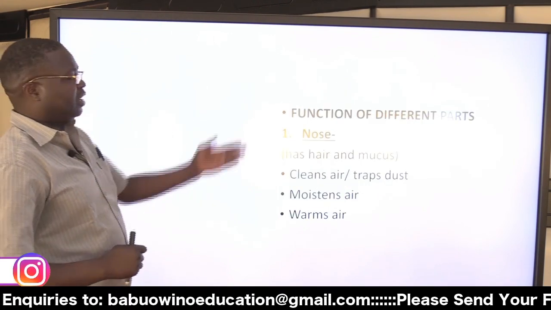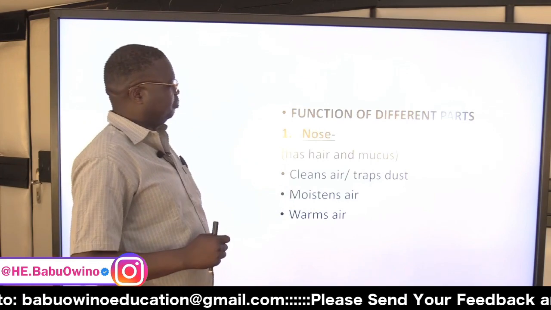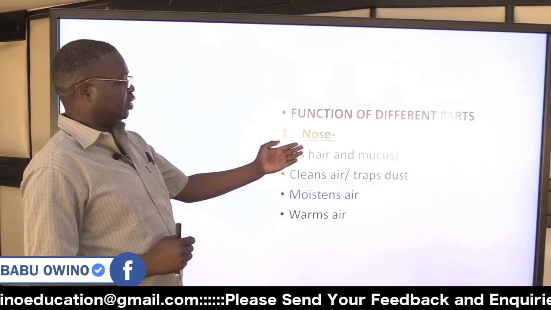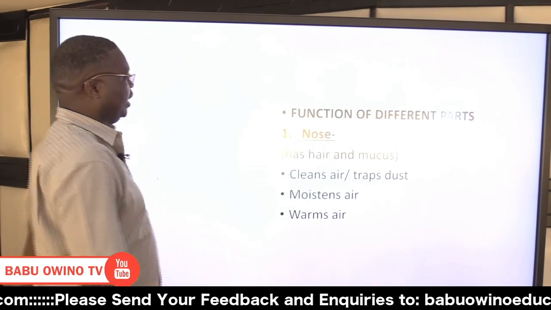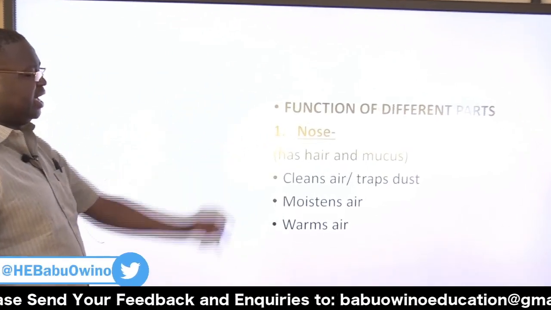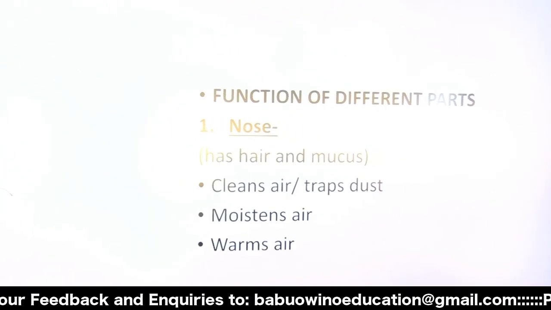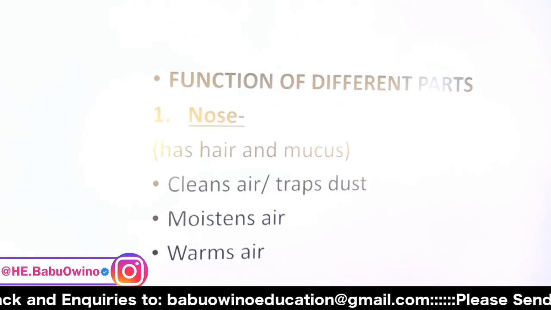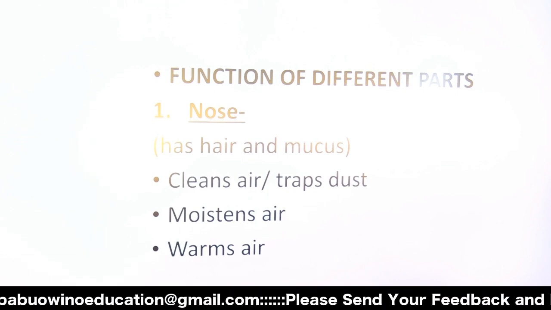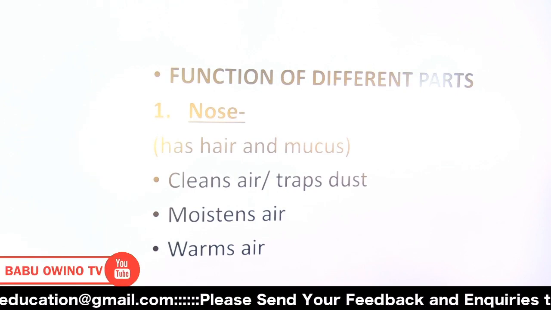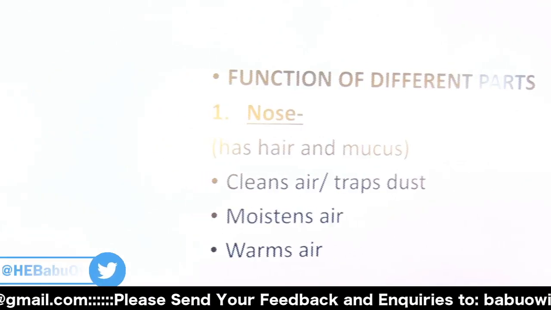So from there we have functions of different parts. As a summary, I've already mentioned it. These are the summary for those who are taking short notes. We have the nose, which I've said has hair and mucus. Its work is to clean air, to trap dust using the hair and mucus, also to moisten air that we're breathing in so that we don't take in very cold air, and then to warm air, the other function.